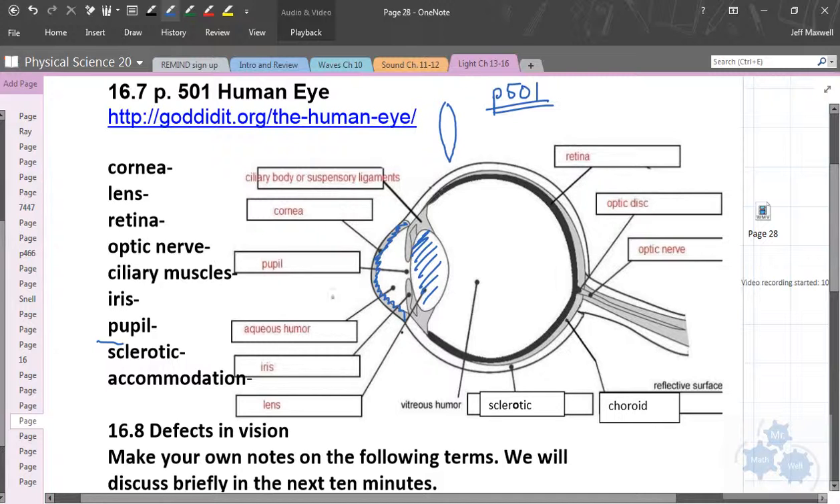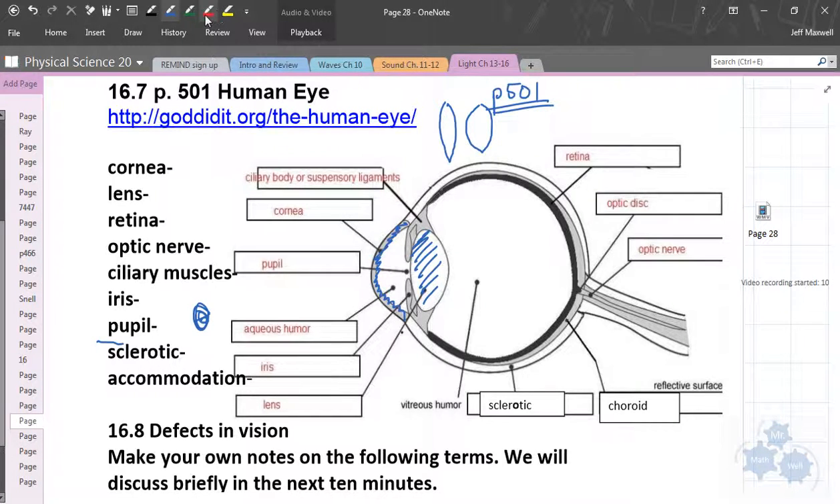When you have to look close up at an object that's really close versus far away, the lens gets fatter. These ligaments are attached to the lens. The muscles actually change the shape of the lens in your eye, and that accounts for the different refraction.